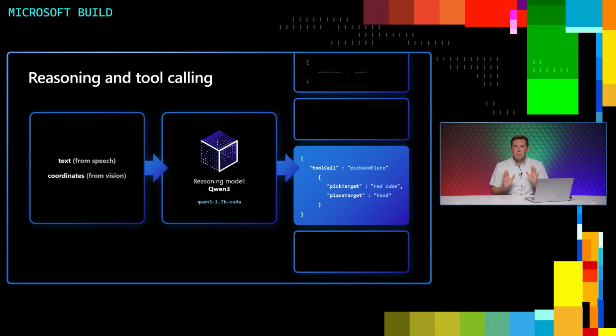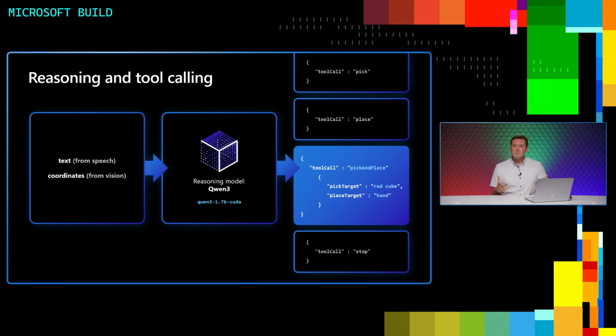Now, for the most important part, the reasoning. So all of these inputs, the text from the speech pipeline and the coordinates from the vision pipeline, are fed into a small language model that runs locally on that small industrial computer. Now for the demo, we chose Qwen because it's available for free in the Foundry Local catalog, and it supports reasoning and tool calling. But many other options would likely work as well. We chose the 1.7 billion parameter version, which most people would say means it's a small language model.